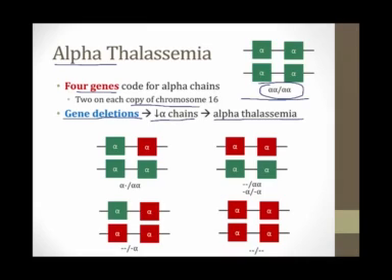So since we have 4 different alpha genes, you can imagine that there are 4 different circumstances in which you can be missing one or more of those genes. You can be missing just one of those genes, as I've shown here. You can be missing 2 of them, like I've shown here. You can be missing 3, or you can be missing all 4. And depending on the number that you are missing, this determines the severity of the alpha thalassemia.